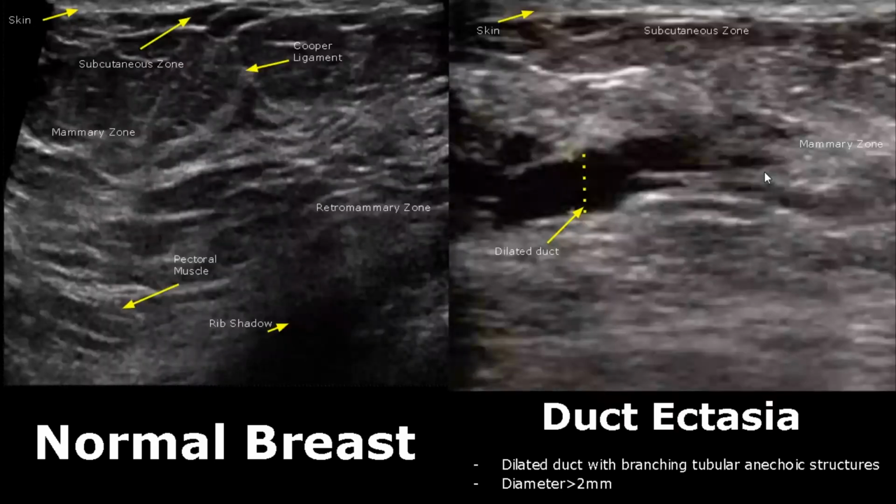Duct ectasia involves dilated duct with branching tubular anechoic structures with the diameter measuring more than 2 millimeters. The normal ducts are somewhat difficult to visualize. They usually have mixed echoes.